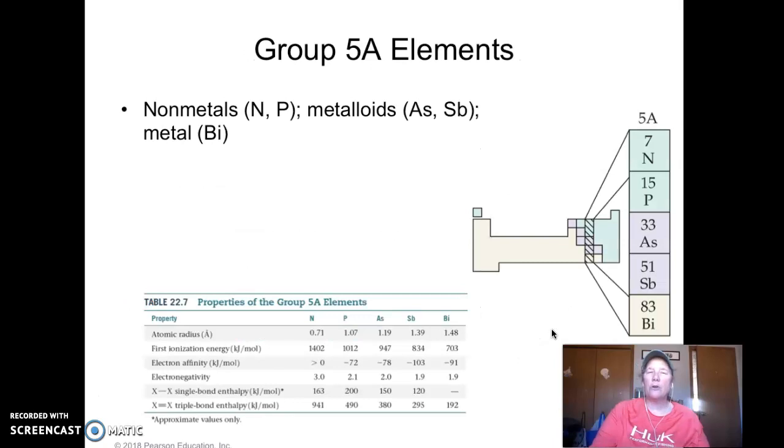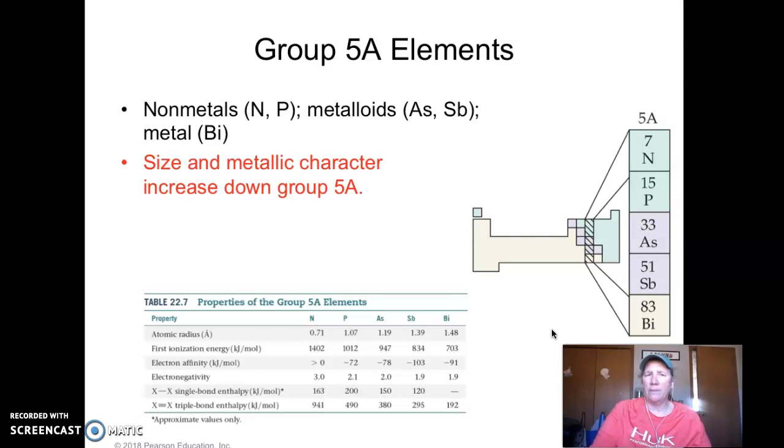Okay. Other group 5 elements, besides nitrogen, we have phosphorus, we have arsenic. That used to be the favorite way for women to poison their husbands. Antimony, and we have bismuth. Okay. And again, their size and metallic character increase as you go down. This is the most metallic. These guys are actually considered metalloids, and then you have your nonmetals. So this group has all of them. It's a very diverse group.